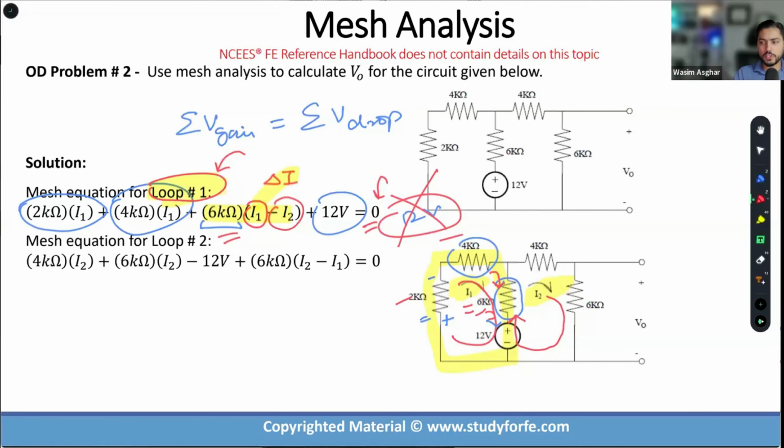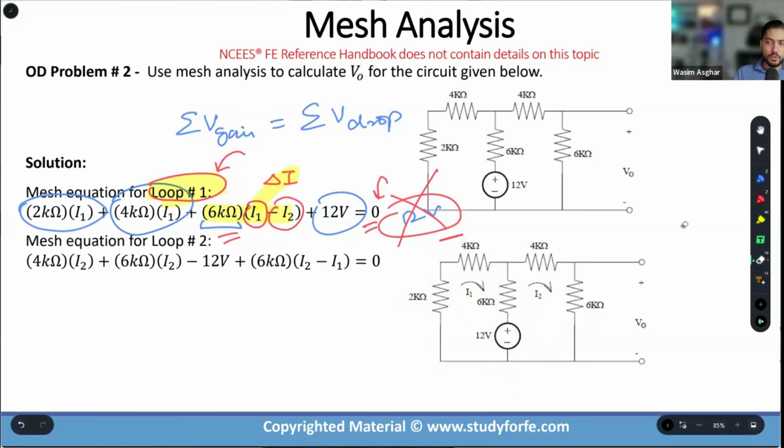Now let's focus on loop number two. When I'm going through loop number two, I1 is going to come into play, but in the middle branch. So I have I2 times 4K drop. Current times resistor, always a drop. I2 times 6K drop. Current times resistor, always a drop.